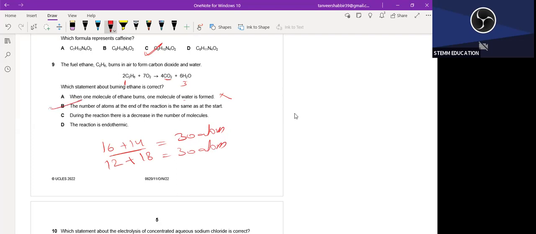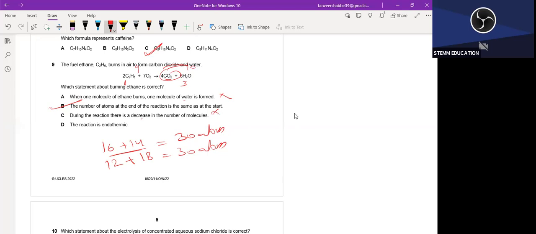But we can see during the reaction, there is a decrease in the number of molecules. No, there is no decrease in the number of molecules. You can see that on the right side, there are 10 molecules, 4 from CO2 and 6 from water. And on the left side, you have only 2 molecules of ethane and 7 of oxygen, so overall 9. So this side 9, this side 10. After the reaction, the molecules increase, not decrease. So this one is wrong.